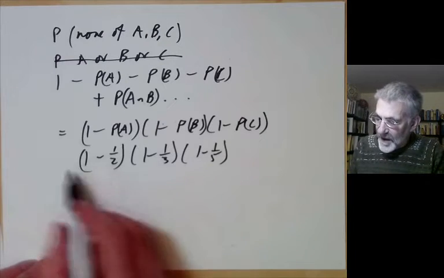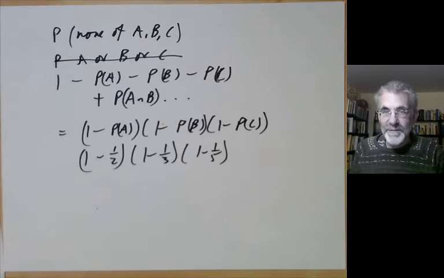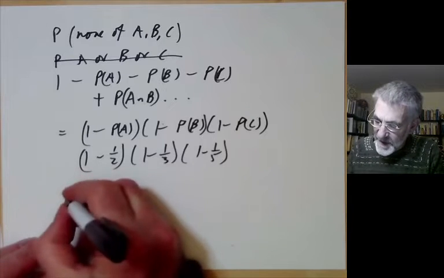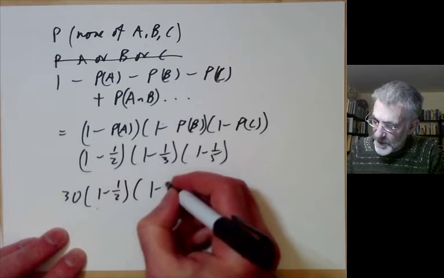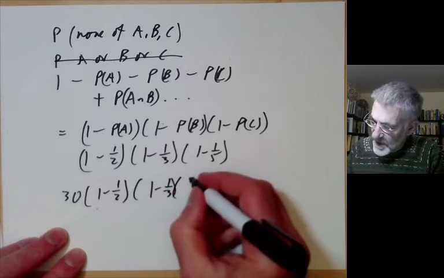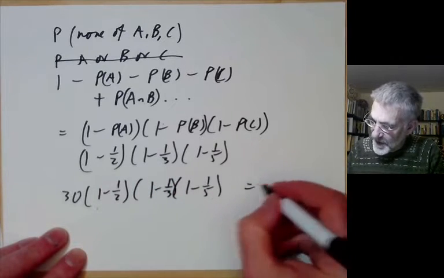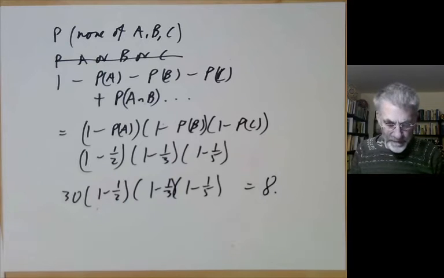So the number of numbers less than 30 that are coprime to 30 is going to be 30 times this, which is 30 times 1 minus a half times 1 minus a third times 1 minus a fifth, which you can figure is just 8.